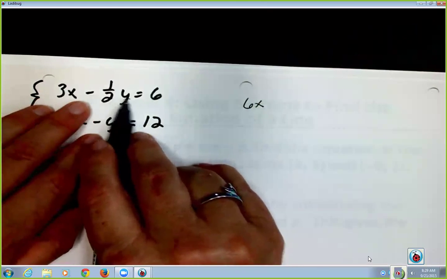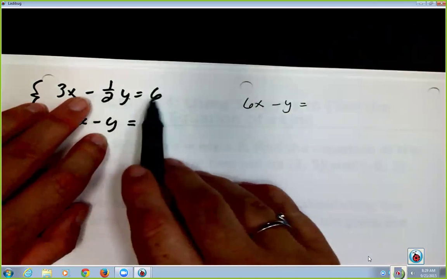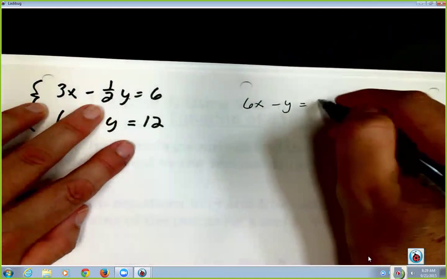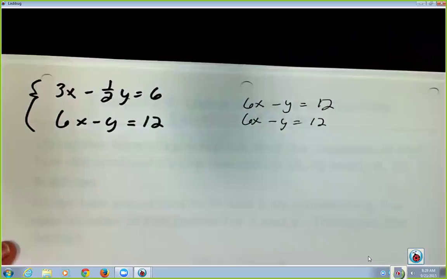So 2 times 3x is going to give me 6x. 2 times the 1/2, the 2's cancel, leaves me a -y. And 2 times 6 leaves me with 12. And so then if I bring the other equation over, what do you notice? They're the same, right?